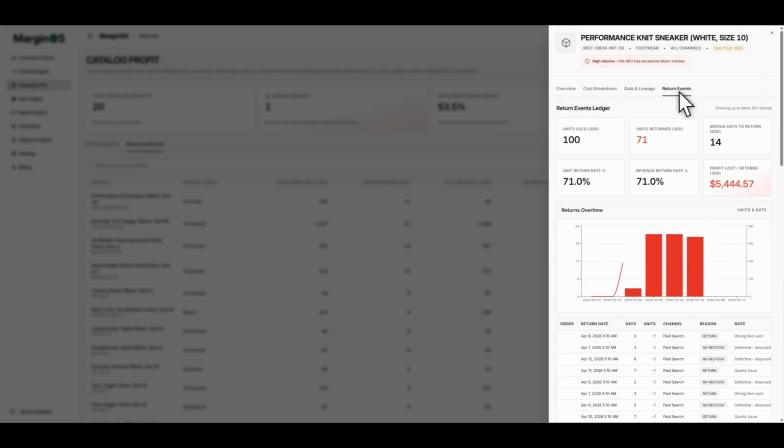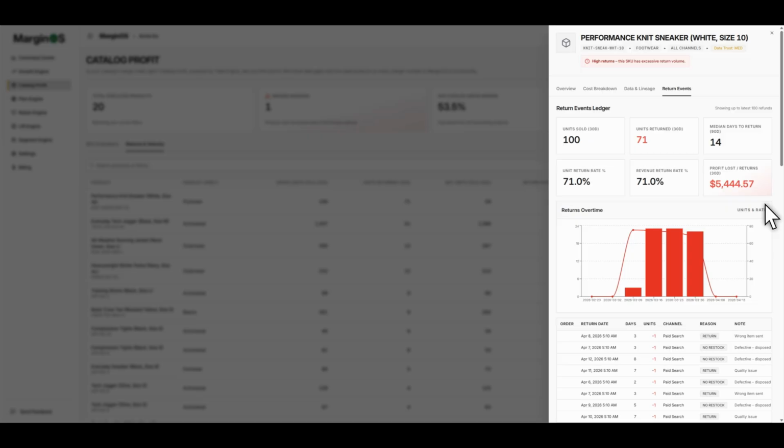Data and Lineage shows the cost stack, overrides, and data quality evidence so you know which 3PL invoices, cost feeds, and documents are driving the math and where anything is missing. And finally, return events. This is where you drop from summary stats into raw incidents.